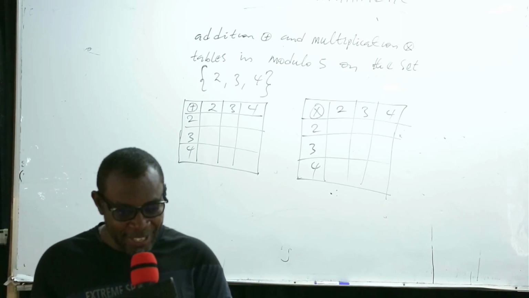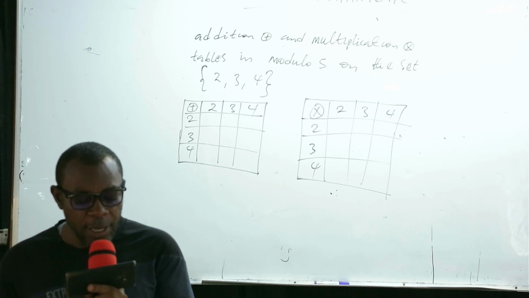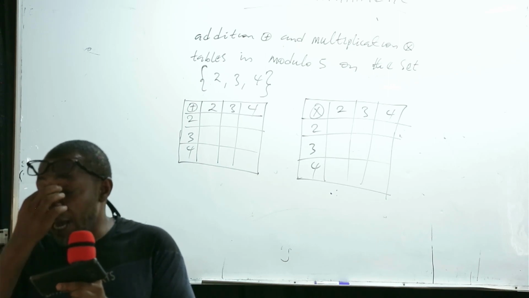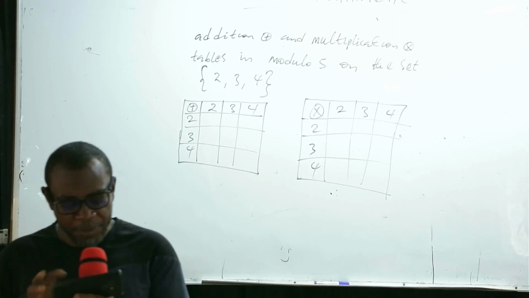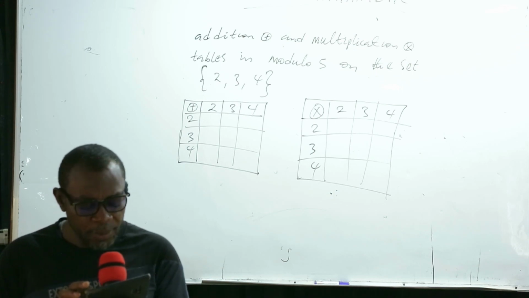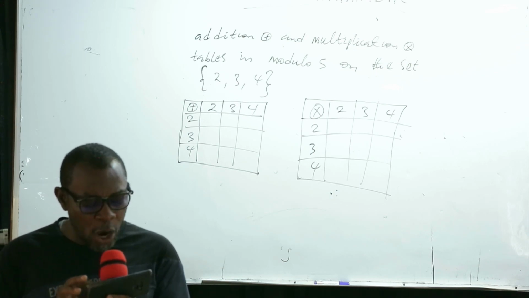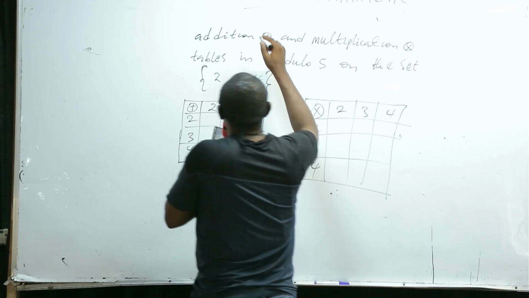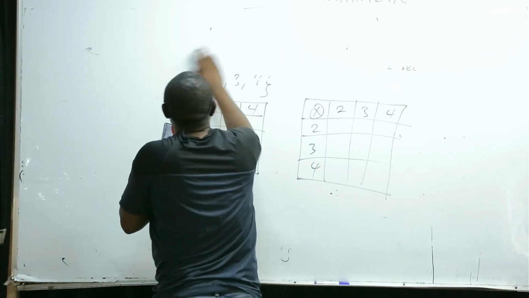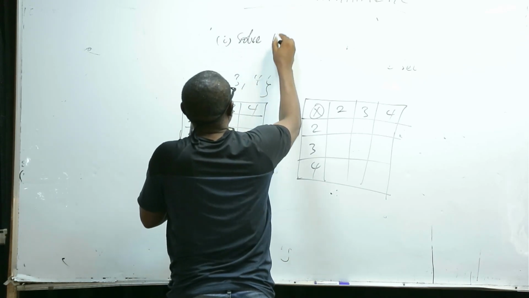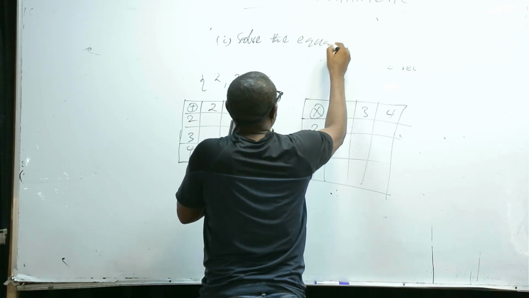All right. Go down to question B. Use the table to solve the equation. Go down to question I. Solve the equation.